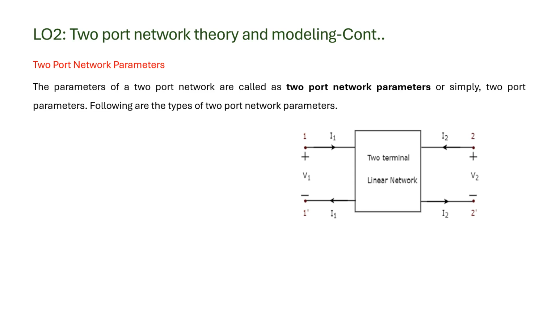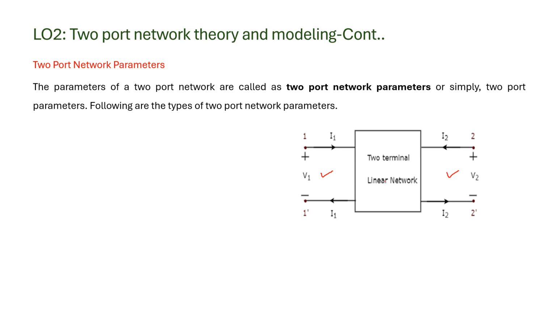Okay. Now let us come to two-port network parameters. Here I have shown the schematic diagram of a two-port network. So, input port here and the output port here, with the voltages and currents V1, I1 as the input parameters and V2, I2 as the output electrical parameters.